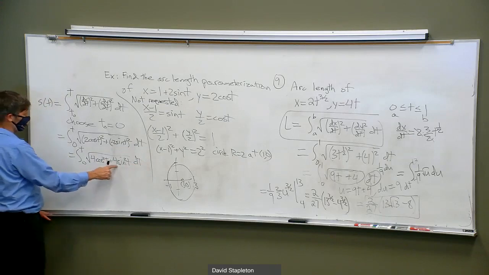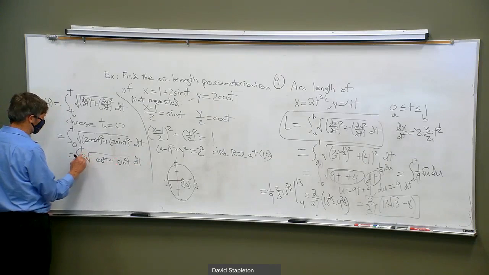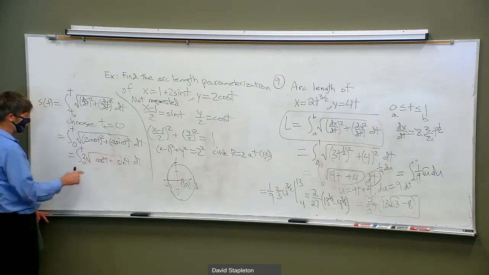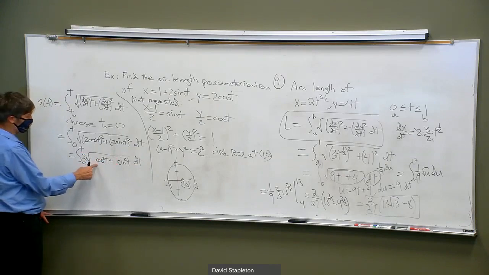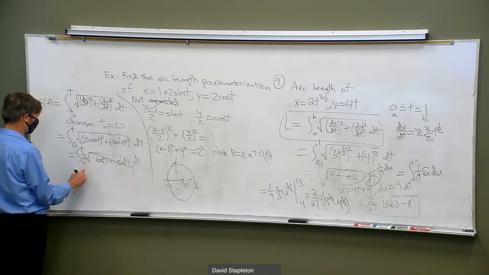The square root of 4 can be factored out and pulled out of the square root as a 2 on the outside, right? 2 on the outside is equivalent to multiplying by 4 on the inside, so I'll simplify it like that. Well, what's cosine squared plus sine squared? By trigonometry, it's 1, yeah. So this is just the integral of 2 dt, which is 2t. How about that?